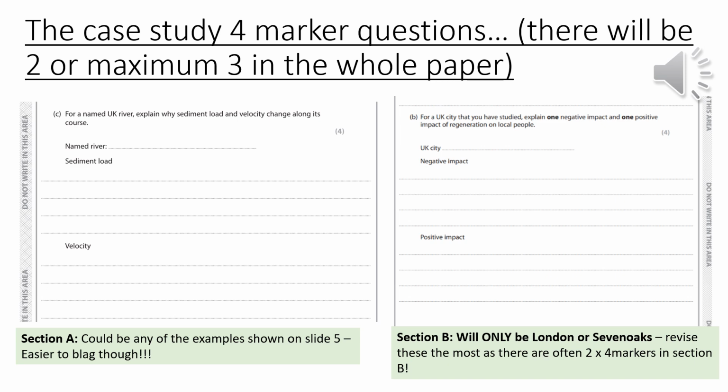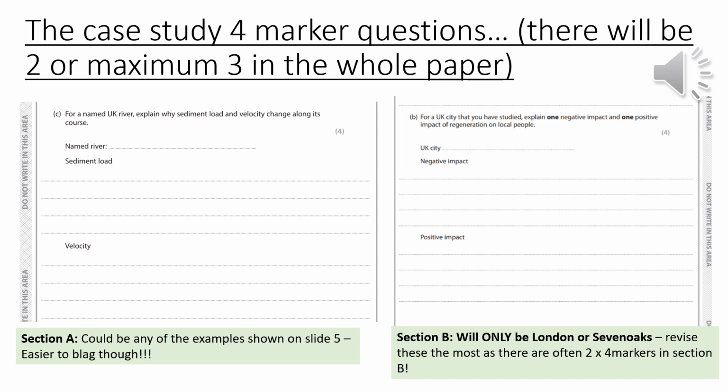For the other section though, section B, they normally put in 2 4-mark questions about London or a rural area that is dependent on the city. So if they say an urban area or a UK city, it's going to be London. If they put a rural area that is dependent on the city, it's going to be Sevenoaks in Kent. Now that is a lot harder to try and make up some knowledge on those in the exam.